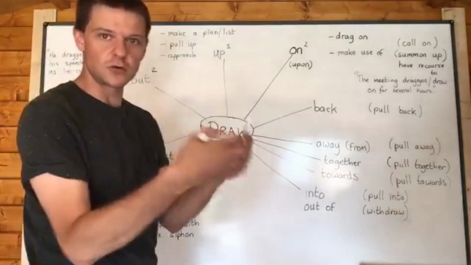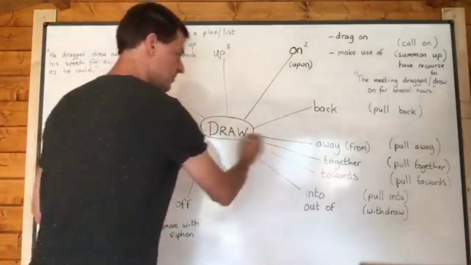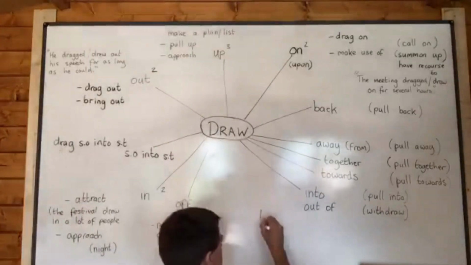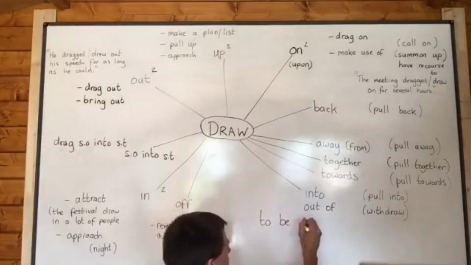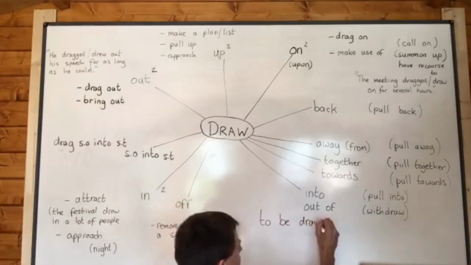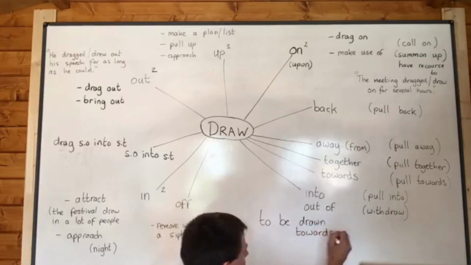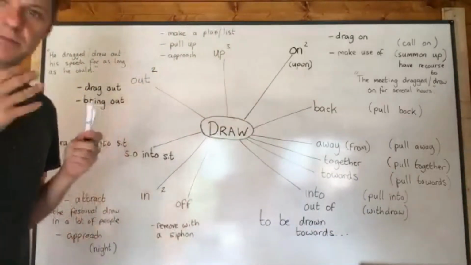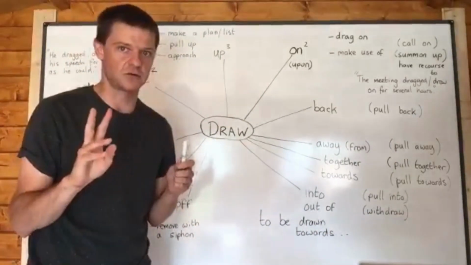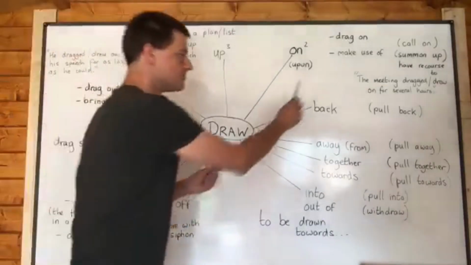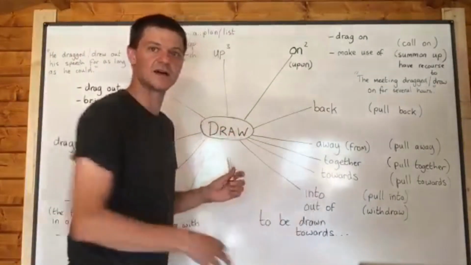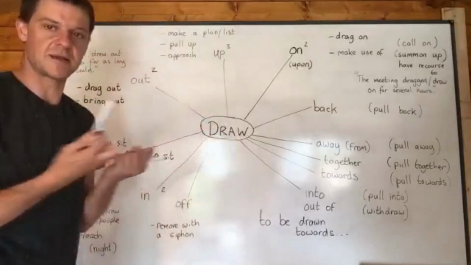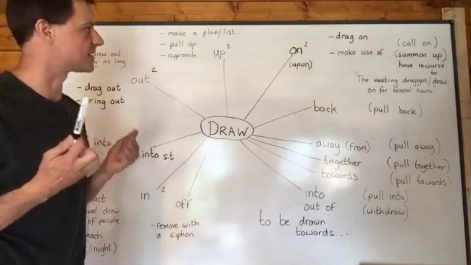If you are drawn towards something, so draw towards or to be drawn towards, it means you are attracted to something. If you are drawn towards, I don't know, medieval poetry, that means you are attracted to medieval poetry. So please remember that second meaning of draw, because that's actually what most of the phrasal verbs over here refer to. They refer to being pulled or attracted to something.